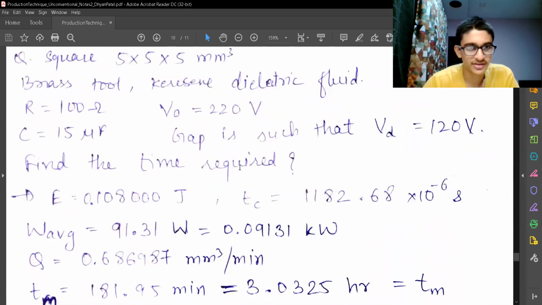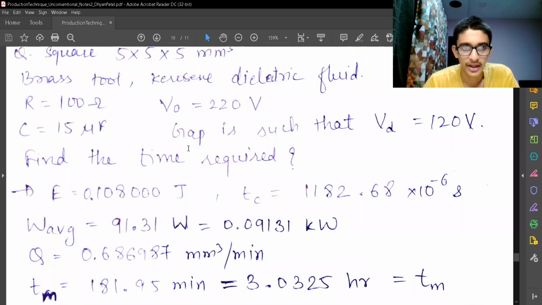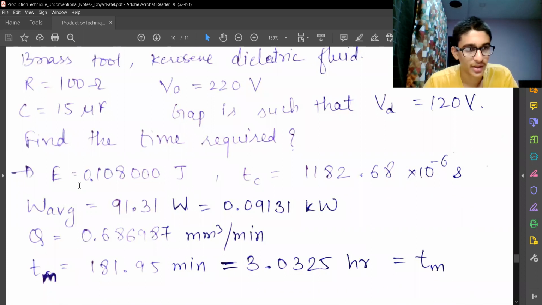Let's look at one more question. We are given a square hole to be made of dimensions 5 into 5 into 5 mm. We are given a brass tool and kerosene as the dielectric fluid. The resistance, capacitance, supply voltage and discharge voltage are given, and we need to find the machining time. The process is: I first find the energy, I then find the time for discharge, and using the energy and the time for discharge, we find the average power.